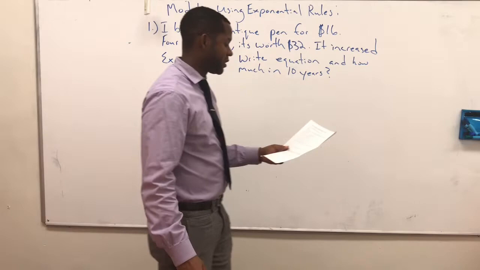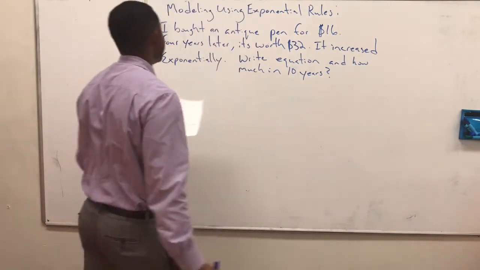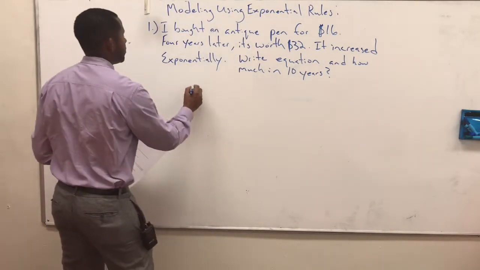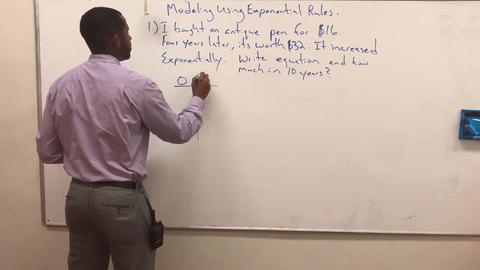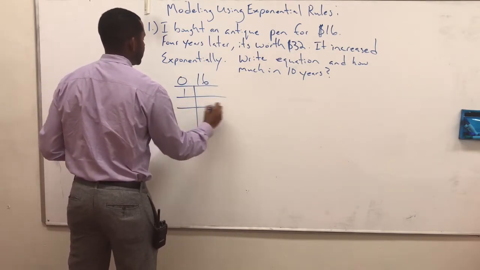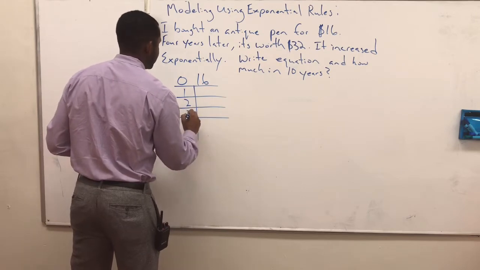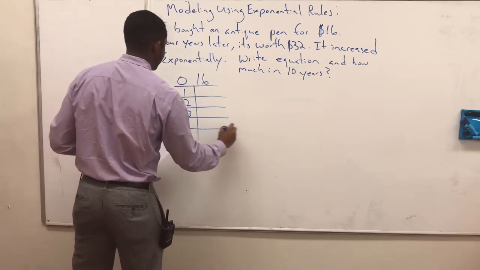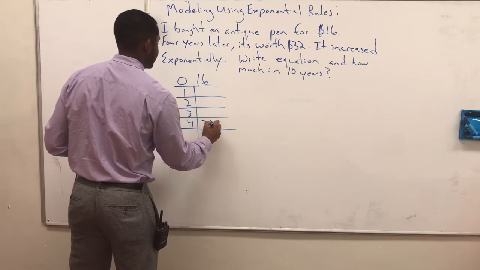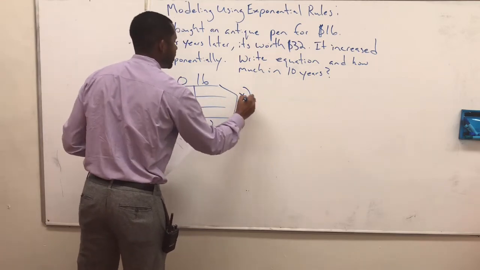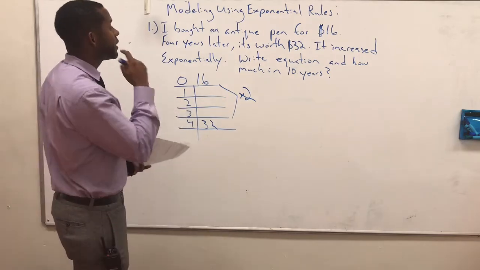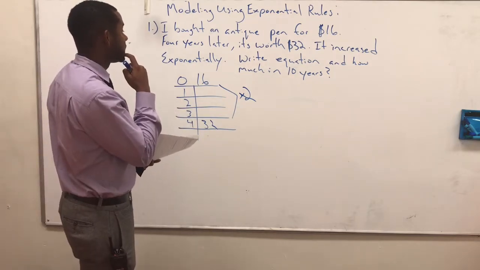Cool, you should have just done that. Now I'm gonna go solve it. So I always start this by making a table, right? So I have this table, and I say I got this pen in year 0, it was 16 bucks. Here's year 1, here's year 2, here's year 3, and at 4 years later, here's year 4, it's 32 bucks. So it is doubling. It's going times 2 every 4 years, right?